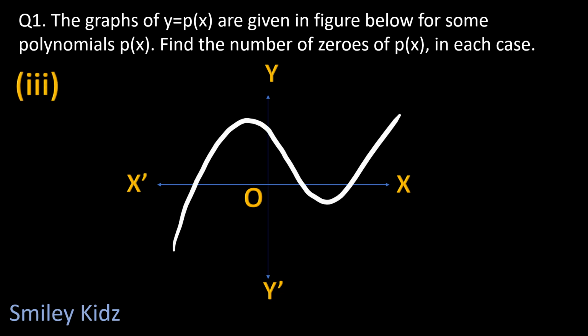Now have a look at this. We observe that in this particular graph, we have 3 zeros, isn't it? Here we have point 1, point 2 and point 3. That means we already know that how many ever times the graph intersects the x-axis, those many zeros we get. So here we have 3 times the graph is intersecting the x-axis. So we have 3 zeros.